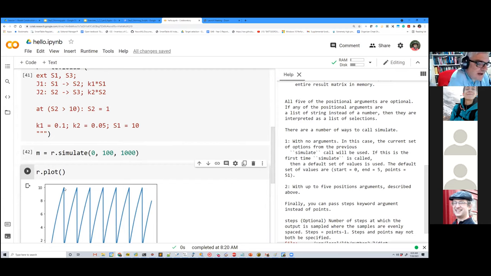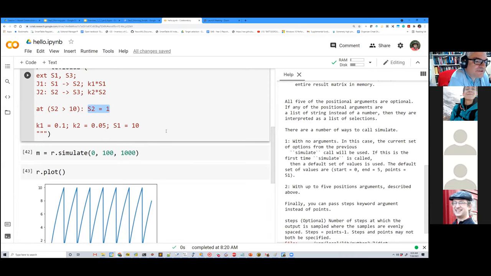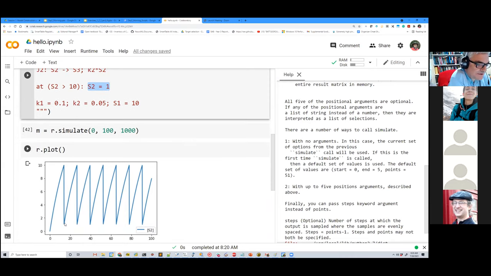So when it reaches 10, we set S2 back to 1. So it plummets back to 1, then it starts climbing again. When it hits 10 again, it plummets back to 1 and so on, and it keeps doing that. All right, so that's actually quite a nice example there. Thanks for that, Lucien.